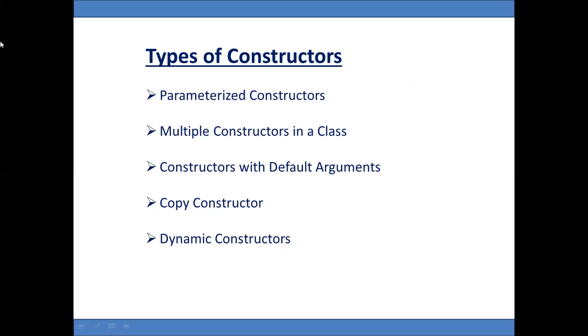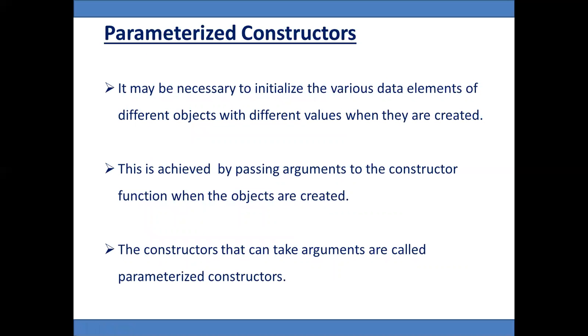Types of constructors: parameterized constructor, multiple constructors in a class, constructor with default arguments, copy constructors, and dynamic constructor. The first one is parameterized. Parameterized means you have to pass arguments, for example int a, comma, int b. a is a parameter, b is a parameter. Okay.